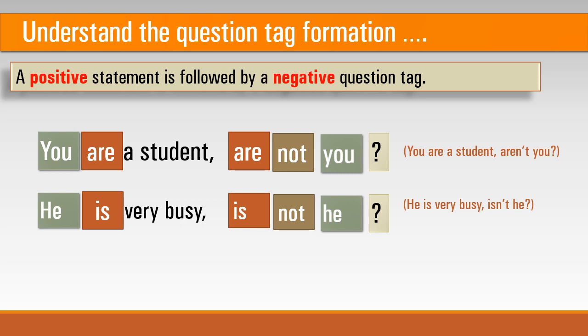So, once again, a positive statement is always followed by a negative question tag. Whatever is the verb in the positive statement will take the first place, followed by it the word not, followed by that the subject will come. It ends with a question mark.